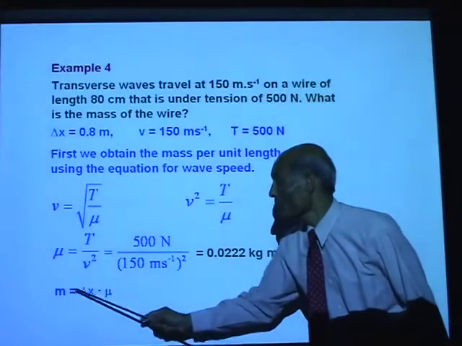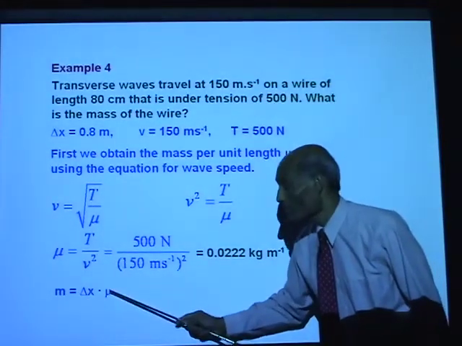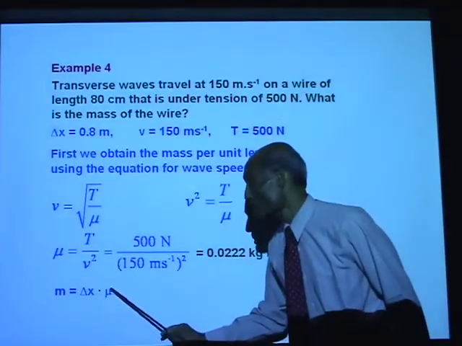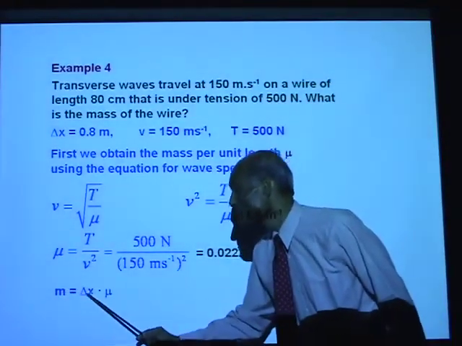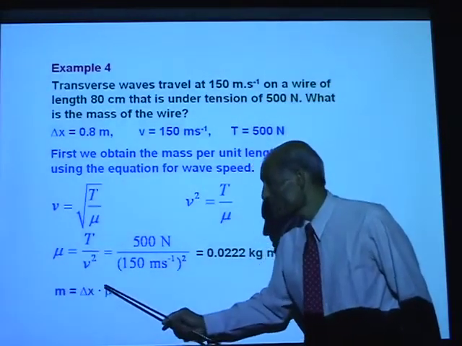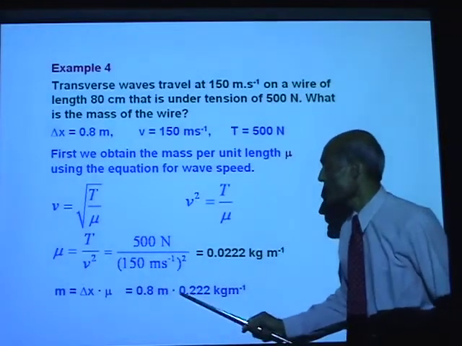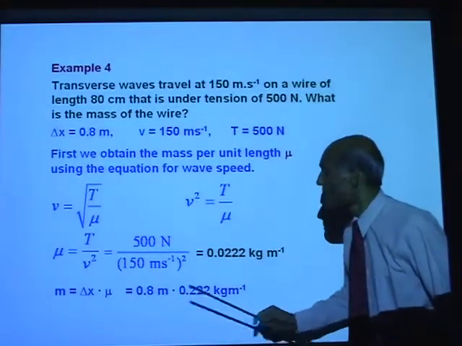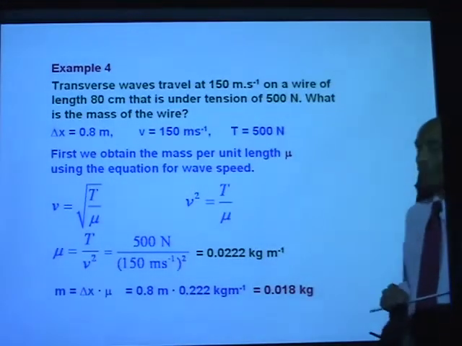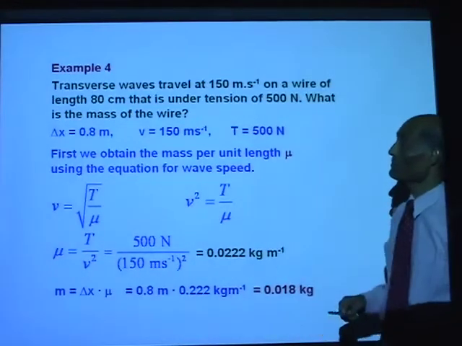Well, mass equal to length multiplied by mass per unit length. Do you understand that? Because mu is mass divided by delta x. And therefore, mass will be delta x multiplied by mu. That will be length of the string multiplied by its mass per unit length. And that is 0.018 kilogram. All right, it's a very simple problem.